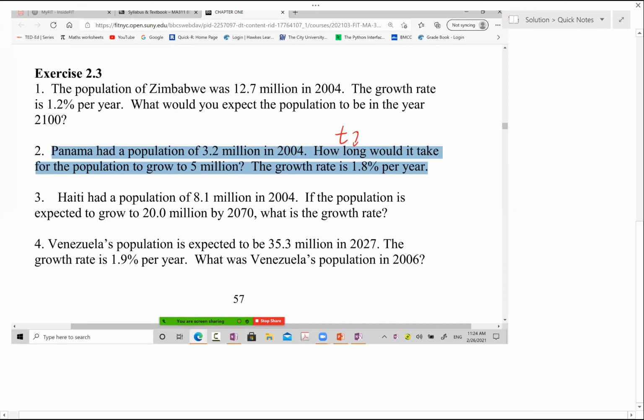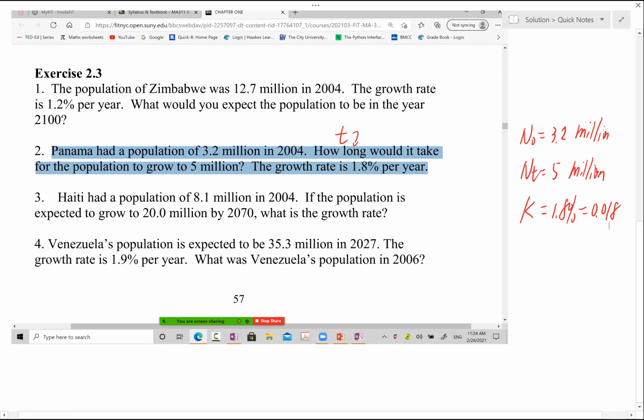Here the initial population N0 is 3.2 million, and the population after a certain number of years, NT, is 5 million. The growth rate is 1.8% per year, so that's the annual growth rate K, 1.8%, which is 0.018. And we are looking for time t here.